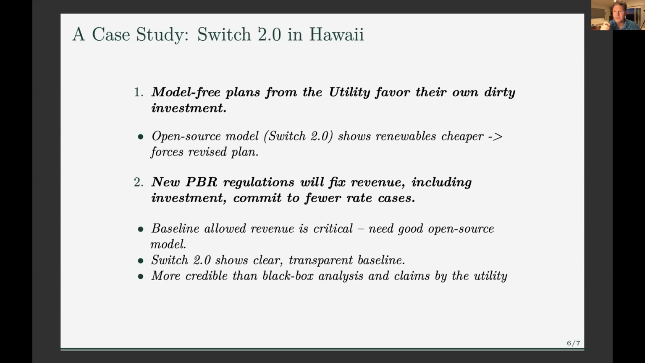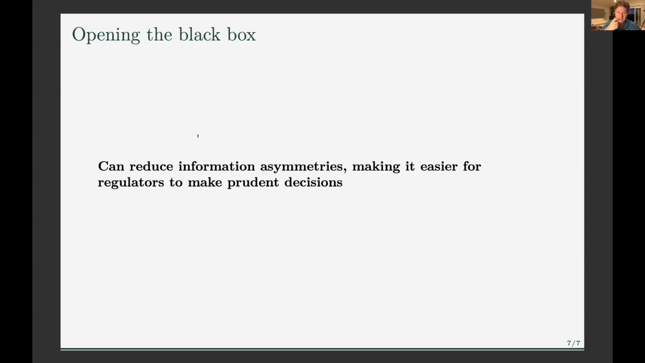So setting this baseline revenue for what the utility is allowed to collect is critical, and having an open source model to set that is really key. And I think Switch is having a lot of influence on that. So anyhow, that's basically it. I think the pitch is it could reduce information asymmetries, making it easier for regulators to make prudent decisions. That's open source in a nutshell.